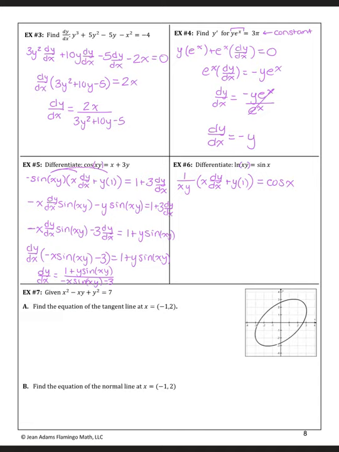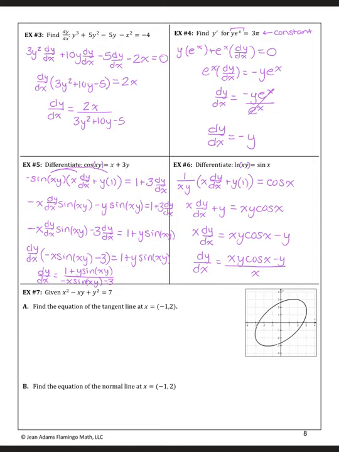So I am going to multiply on both sides by xy. So I have x dy/dx plus y is equal to xy cosine x. Now we just subtract y. So I have x dy/dx is equal to xy cosine x minus y. And then last but not least, divide by x on both sides. You get xy cosine of x minus y all over x.